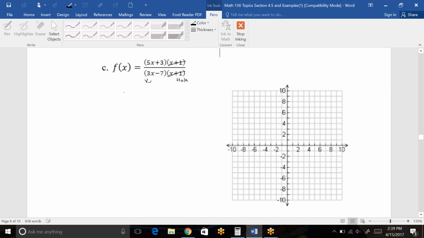Anything left in the bottom will be a vertical asymptote, and anything left on top with an x will be an x-intercept. So remember, when we graph these rational functions, there's some things that we want to know. We want to know the domain, whether or not there's a vertical asymptote, x-intercepts, holes, the y-intercept, if it exists as well, and whether or not we have a horizontal asymptote or an oblique asymptote.